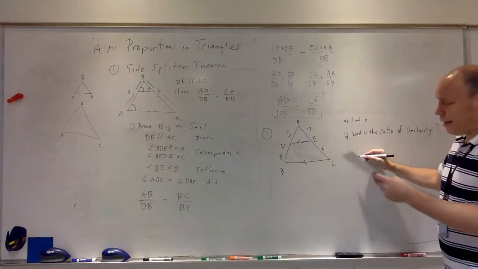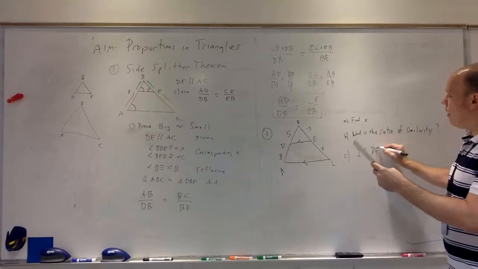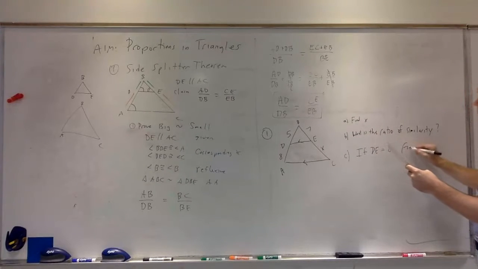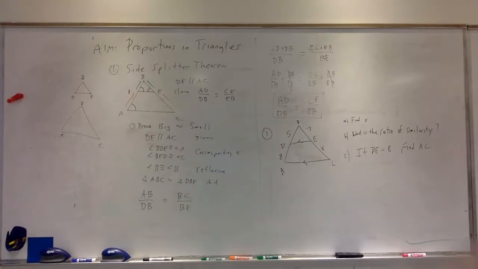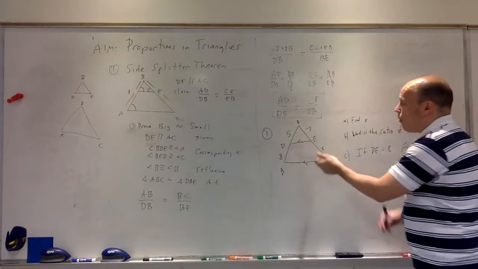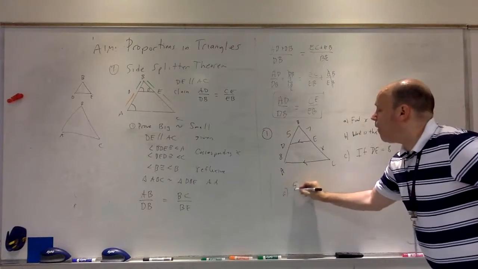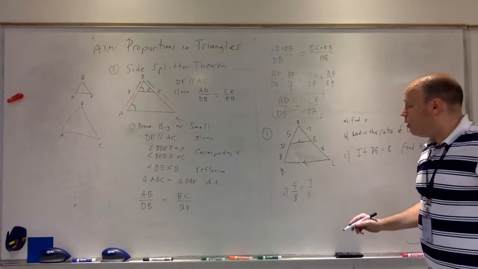And if DE equals 8, then I want you to find AC. Okay, well, immediately you recognize this as the side splitter theorem. So you say, okay, let's look at part A. You say 5 over 8 is equal to 7 over X.